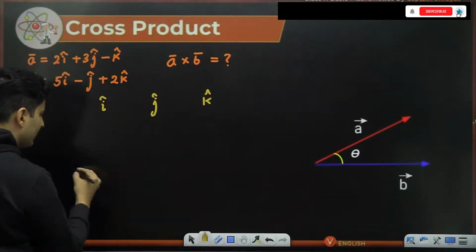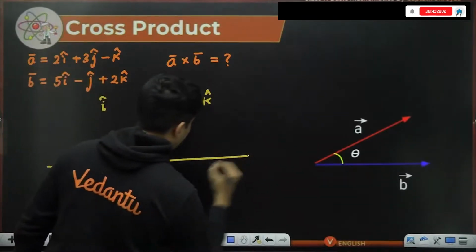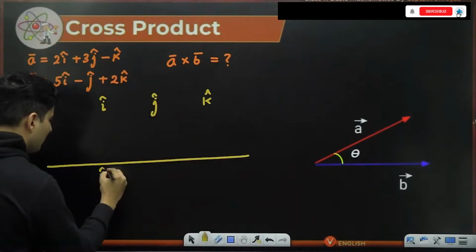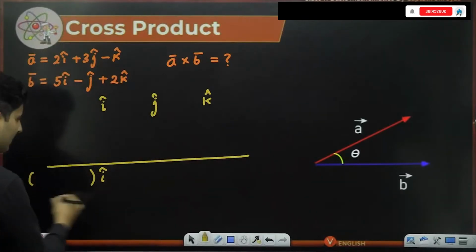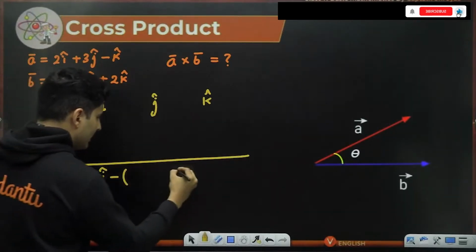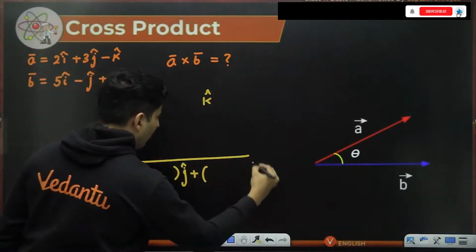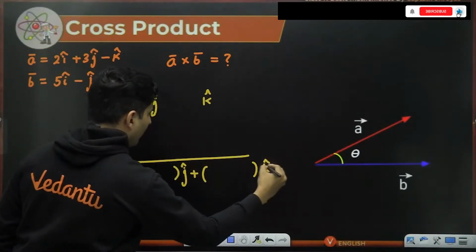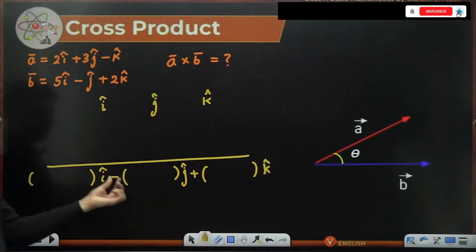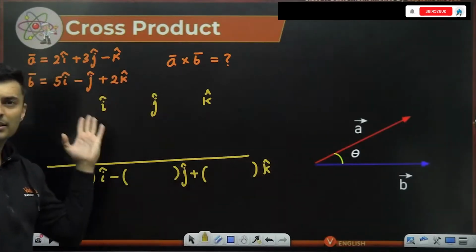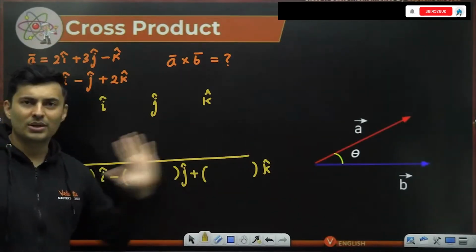Leave two lines, put a line like this, but this time write i cap, put some brackets, but put minus j cap with some brackets. Lastly, put positive k cap. Okay, plus i, minus j, and plus k. Is this clear? After leaving two lines, put this.